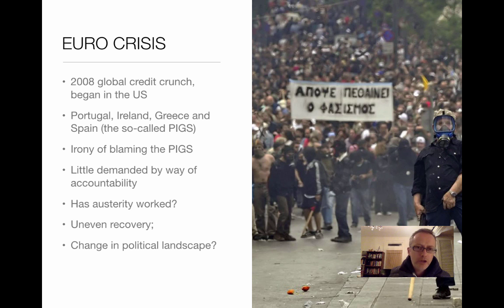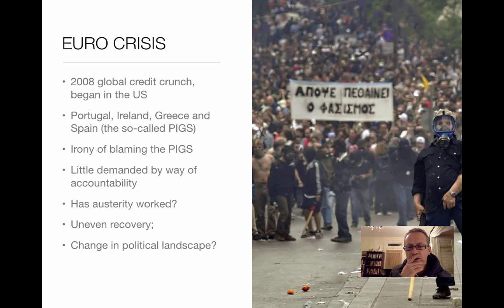And what do we need to know about the euro crisis? Well, the euro crisis is associated with the dramatic turn of events that took place in 2008 as a global credit crunch hit world markets, as a knock-on effect from the collapse of housing markets in Cleveland and Detroit, which itself was the result of the collapse of Lehman Brothers in the United States in September 2008.